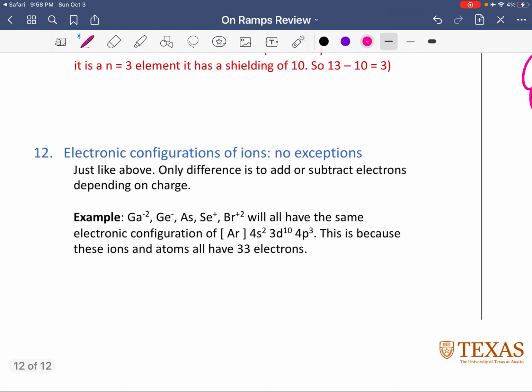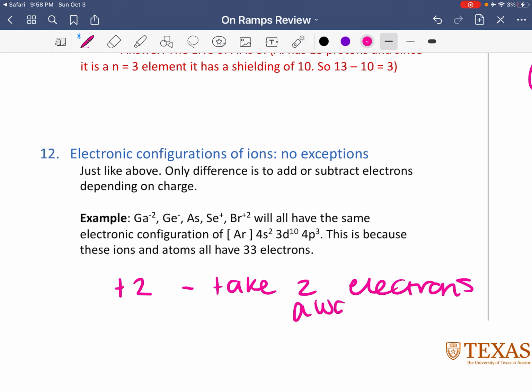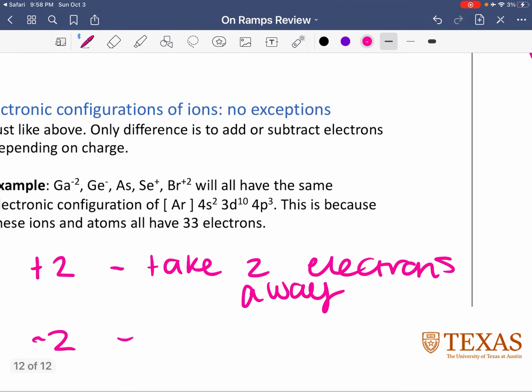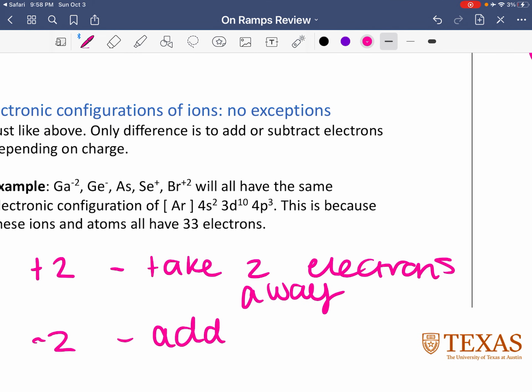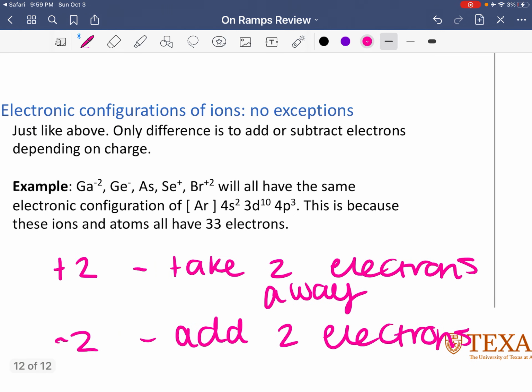Electron configurations of ions, remember, if you have a positive 2 charge, you take 2 electrons away. Negative 2 charge, meaning we're getting more negative, so we're going to add 2 electrons. So positive charges, we take away electrons. Negative charges, we add electrons.